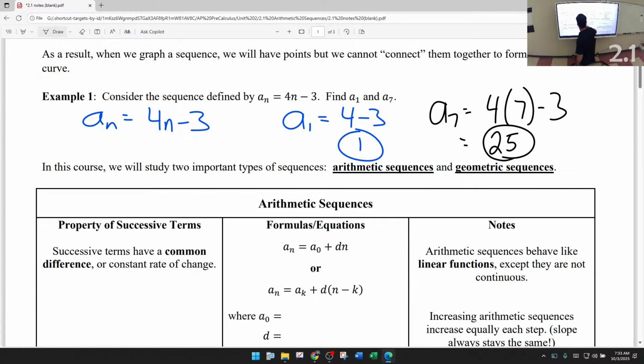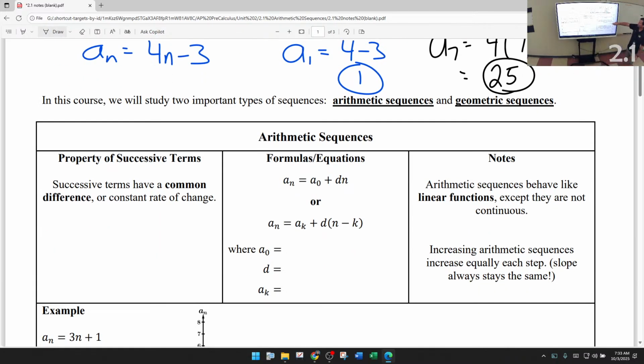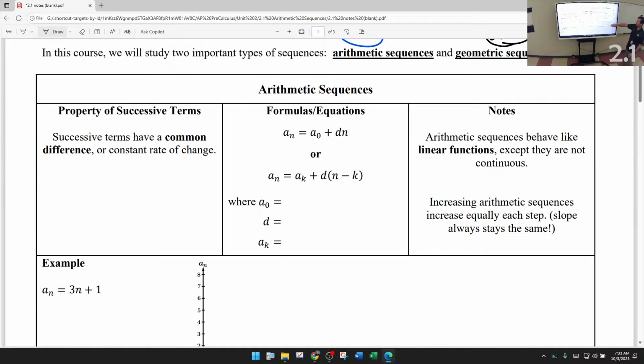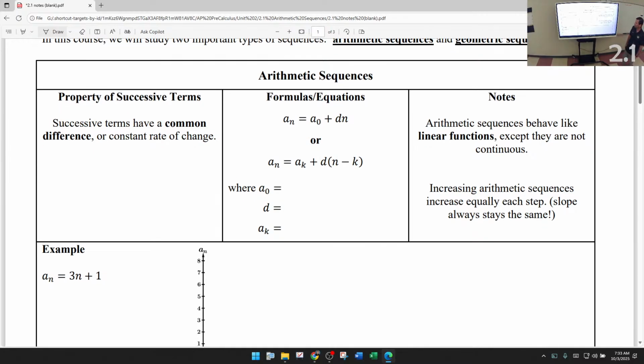In this course, we're going to study 2 types of sequences, arithmetic and geometric. Here we're going to spend the first whatever time we need to go over the arithmetic sequences. Successive terms have a common difference. That's how you know it's arithmetic. So if it goes from 1 to 3 and then to 5 and then to 7, it has a common difference of 2. If it doesn't have a common difference, it's not arithmetic. Just that simple. Or a constant rate of change, if you want to call it that.